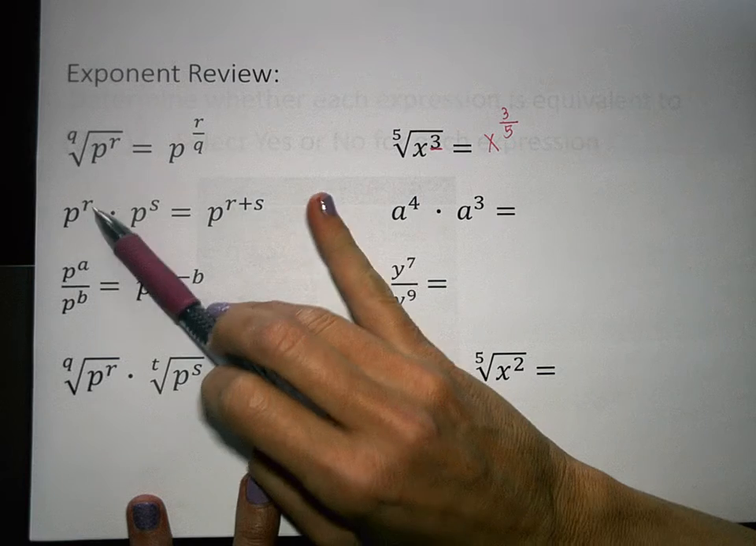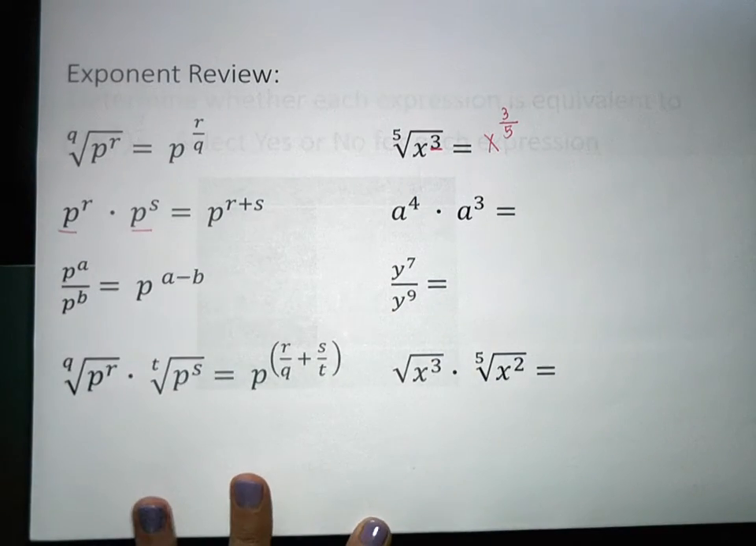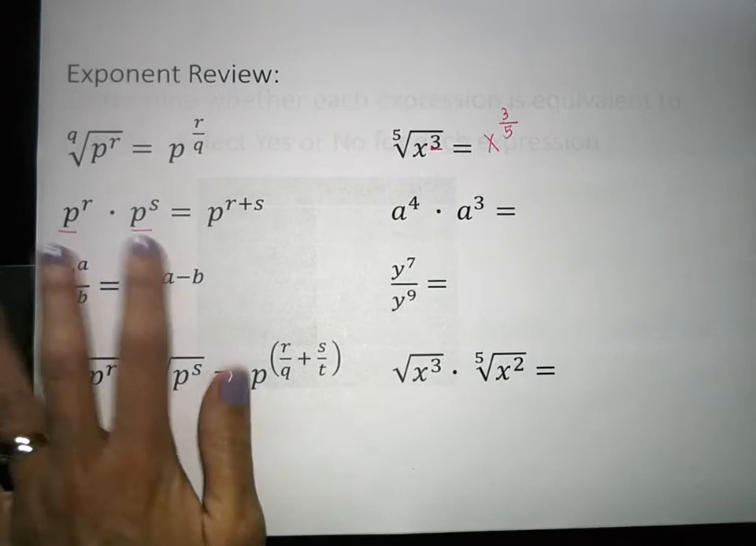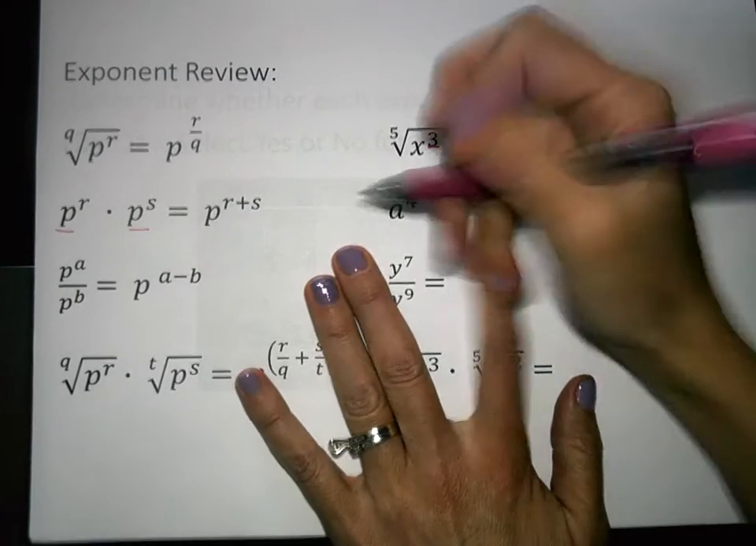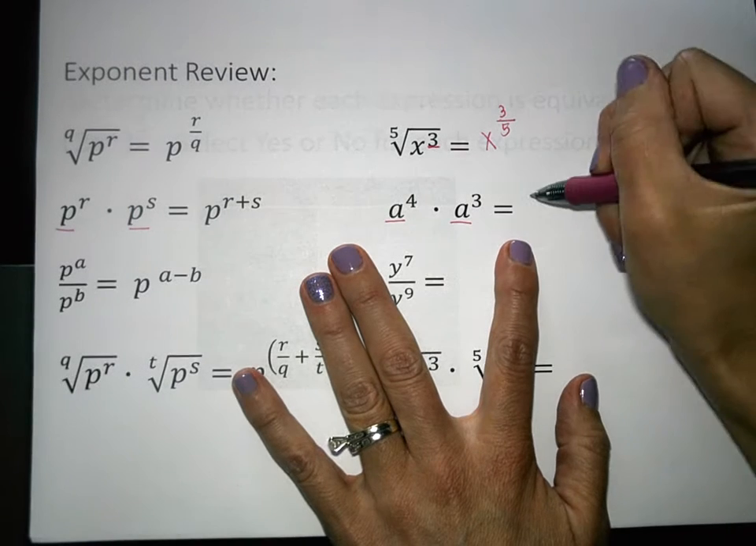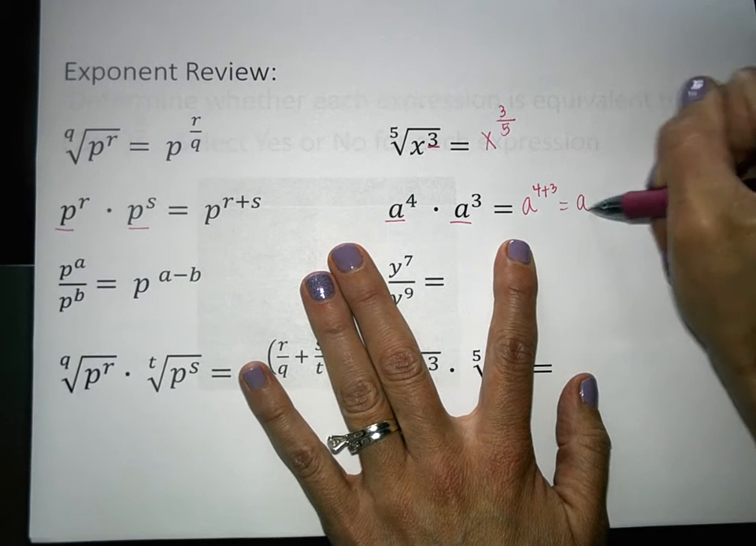This next one is that if you have two things multiplying that have the same base, and in this case the base is p, you can add the exponents. So here both of these have a base of a, so I can add the exponents, and so we have a to the 4 plus 3, which is a to the 7th power.